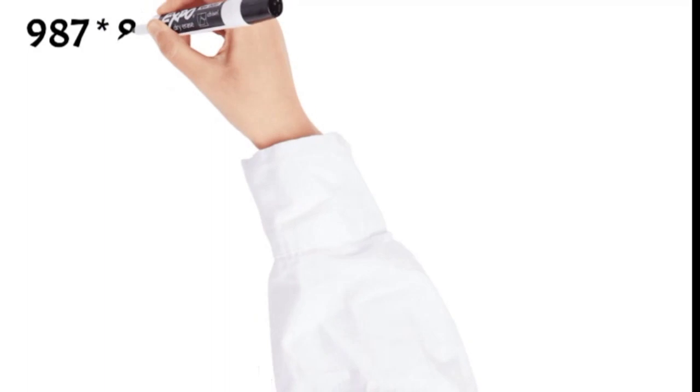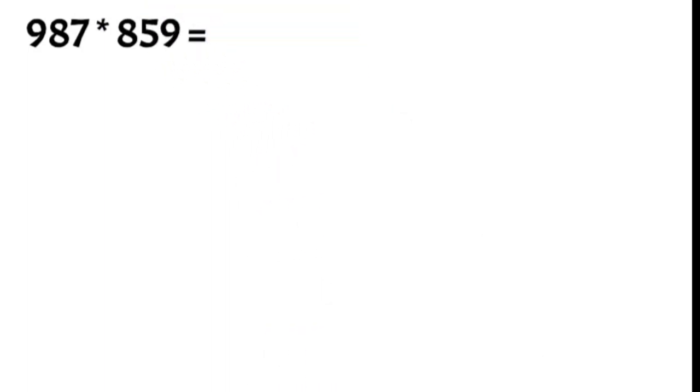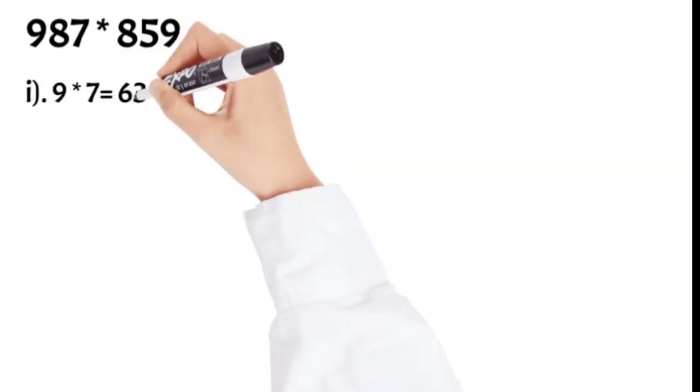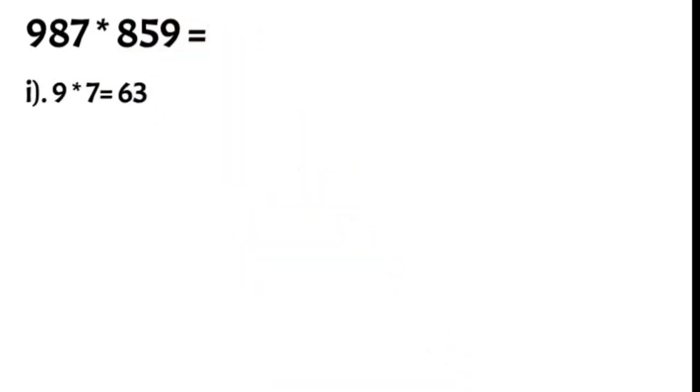Now let me give you a harder sum. 987 into 859. Here we do, in the first step, we multiply the last numbers up and down. That is 7 into 9, we get 63. Put 3 as the last digit of your answer.